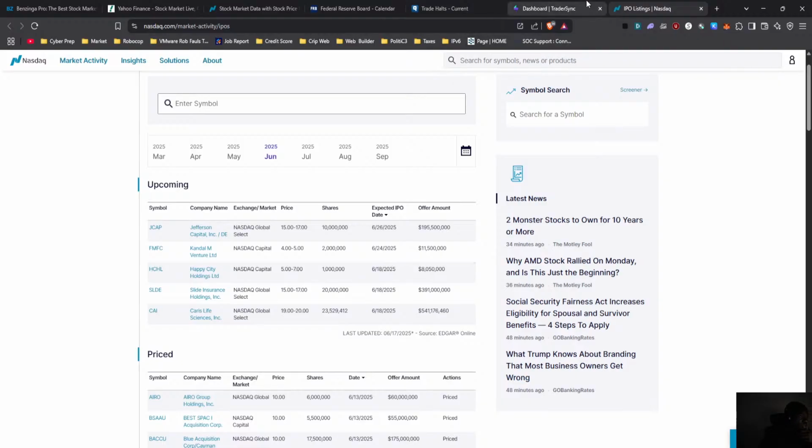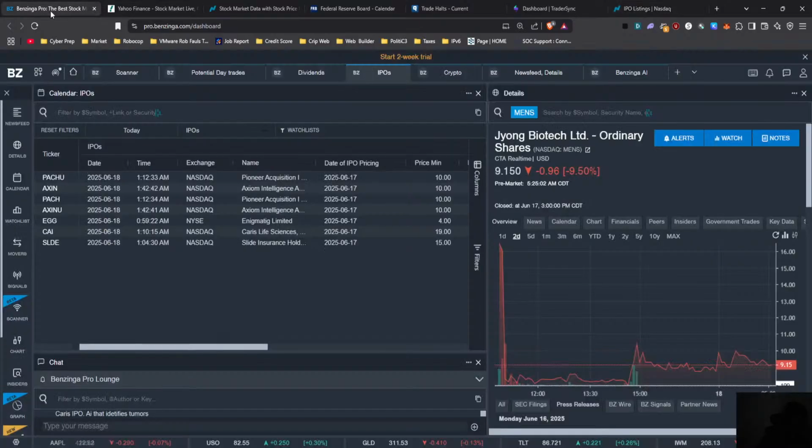But yeah, a couple of those I'll put on watch. Make sure these match up. HCHL. That's on the 18th. Slide, CAI. Okay. So I slapped those over there on the watch as well, since they haven't opened up. Well, not this one. This is an acquisition company. Don't care about that. Axin.